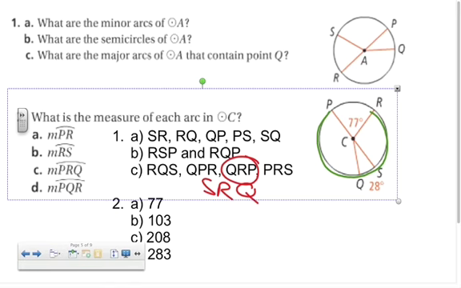Don't confuse acute and obtuse with major and minor. Yes. And that's where that third letter always comes in. If it's just 2 letters, you're going the shortest distance between those 2 points. If you're trying to go the longer distance, that's why you need that extra point in there. Okay? Any other questions up here?